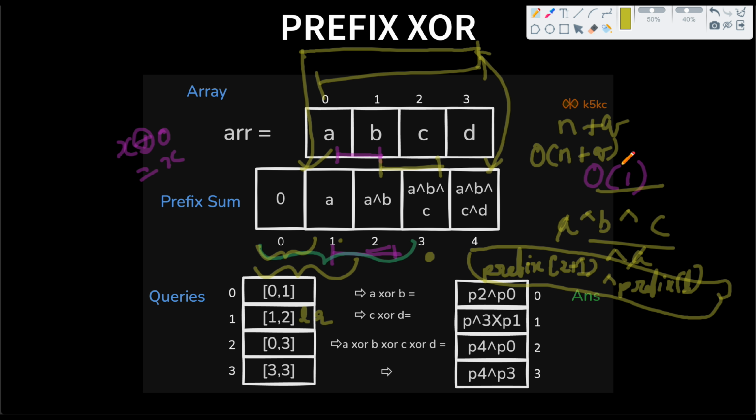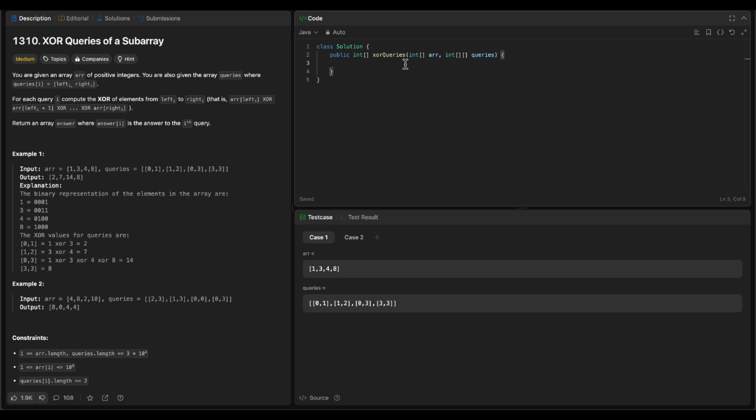Now let's jump into the code part. So let's first define the prefix XOR, and now we will fill in the values in it by looping on the integer array. So we will just do prefix of i plus 1 is equal to the previous prefix, that is prefix i, XOR the current element. And because the integer array has a default value of 0, prefix of 0 will be 0 anyways.